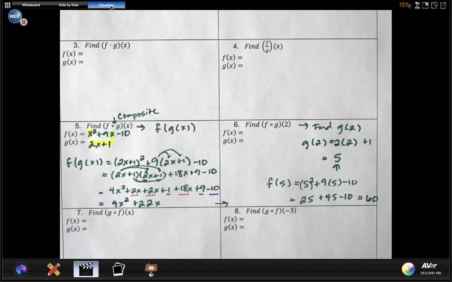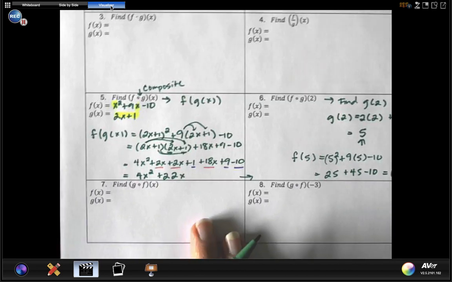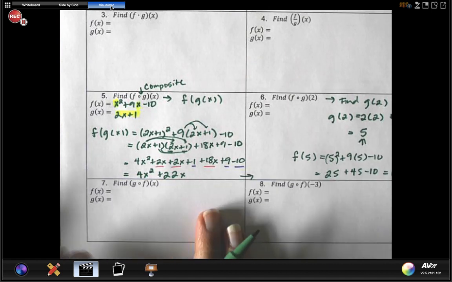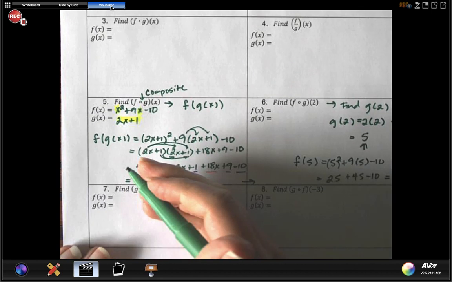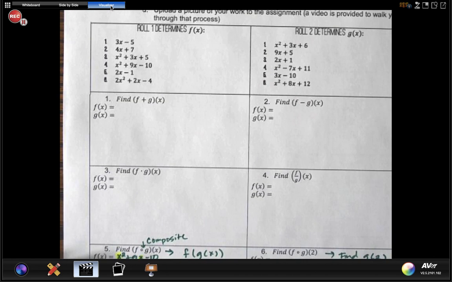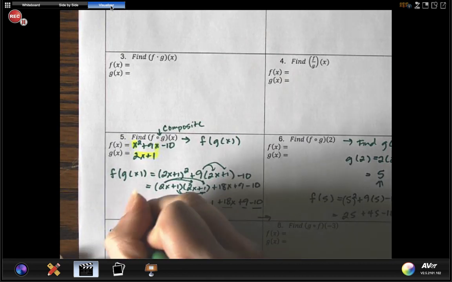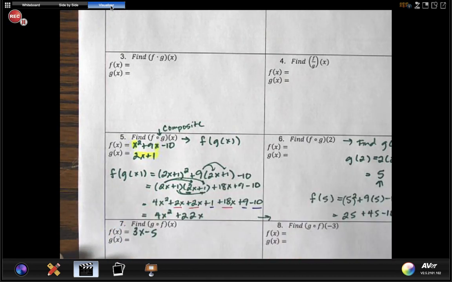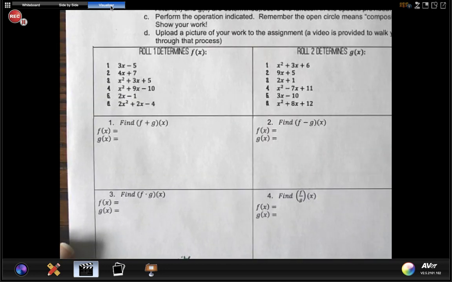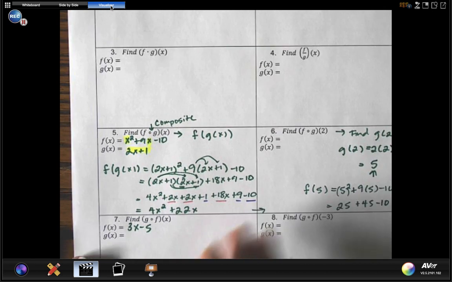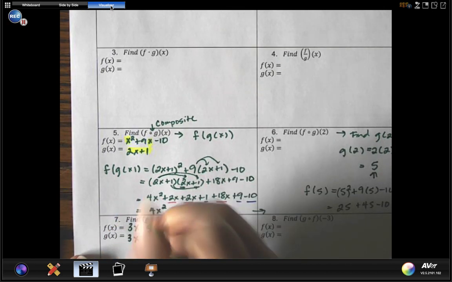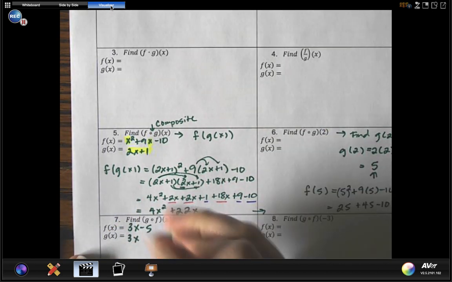I'm going to really quickly go through number 7, picking two different functions. Now it's saying g of f of x. Let's say I pick number 1, which is 3x minus 5 for f of x. And then let's say I pick number 6, which was 3x minus 10.